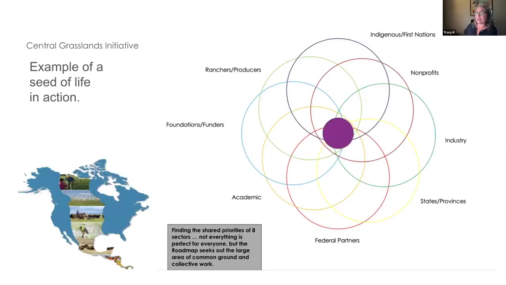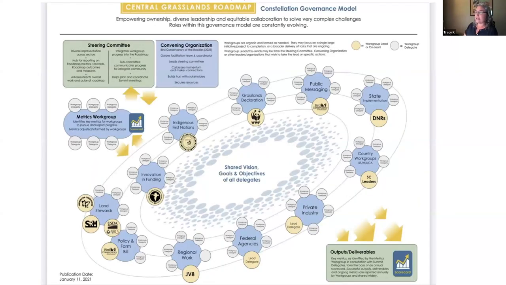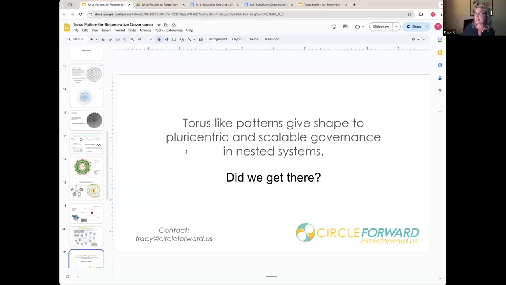I ran across a group working across 3 nations across the continent of North America on grasslands. So taking that particular ecosystem and seeing their connections in the seed of life, basically, and where their common ground is, seeking out common ground, which is what a lot of, let's say, people in the US right now, I've heard a lot more people are interested in how are we finding common ground than in the divisiveness that we're experiencing. The same initiative showing its governance structure. So the torus-like patterns give shape to pluricentric and scalable governance in nested systems.